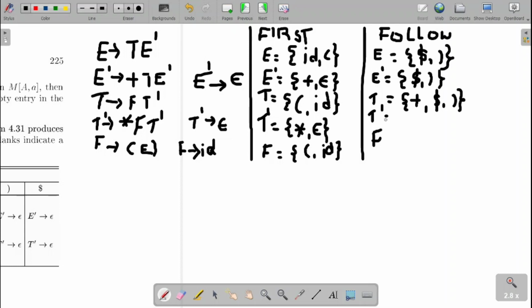Then the follow of T dash. Search T dash on the right side. Where is T dash? Here. What is next to T dash? Nothing. Nothing means the follow of T will be the follow of T dash. What is the follow of T? That is plus, dollar and the close parenthesis. Then the follow of F. Search F on the right side. Where is F on the right side? Here.